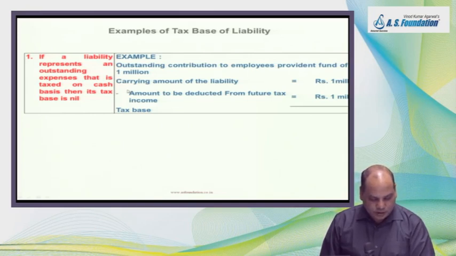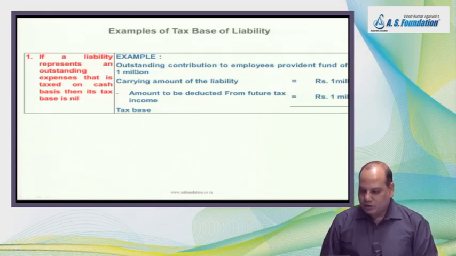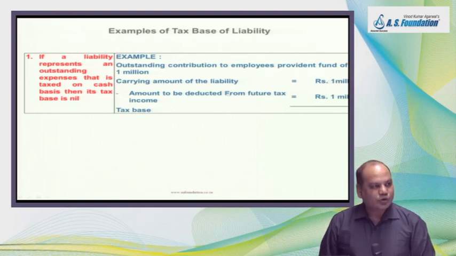But question number 15 is income received in advance. Wait, don't write example 15 yet. This is okay. Outstanding contribution to employee provident fund is 1 million. For accounting purpose, the liability is 1 million, but it will be deducted in future when you actually pay it. So the amount to be deducted from future taxable income is 1 million. Carrying amount is 1 million, tax base is nil.